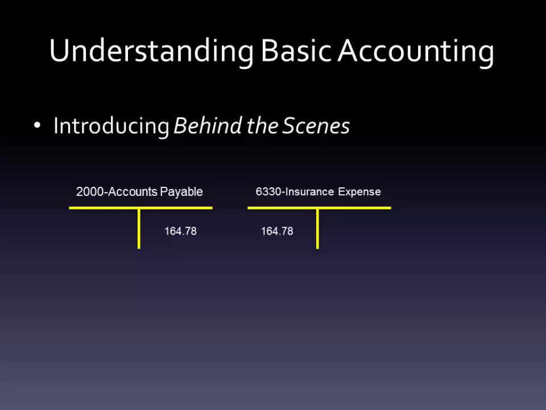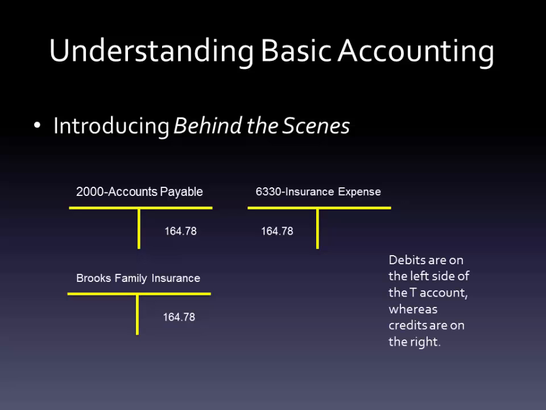Every transaction that we do in accounting has to have one on the left and one on the right, or it could have one on the left and 3 on the right, but the 3 on the right have to equal the one on the left. We call that a compound entry. So instead of putting accounts payable 2000, Brooks Family Insurance, we could label it this way. Debits are on the left side of the T account, whereas credits are on the right.